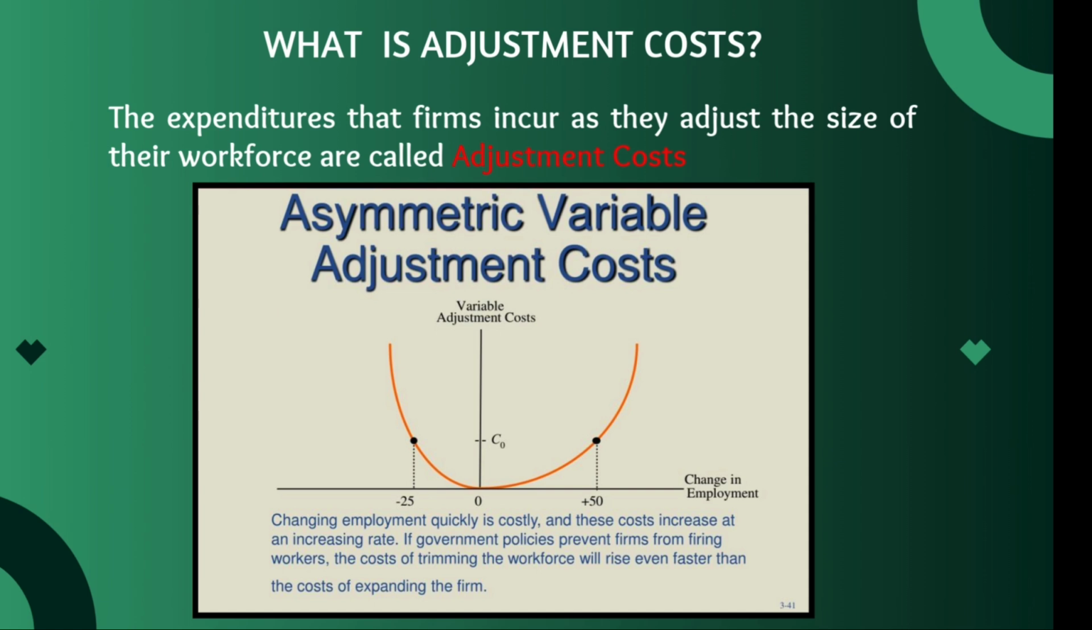So, what is adjustment cost? The expenditures that a firm incurs as it adjusts the size of its workforce are called the adjustment cost. As you can see in this figure, in a symmetric variable adjustment cost, changing employment quickly is costly, and this cost increases at an increasing rate. If government policy prevents the firm from firing workers, the cost of trimming the workforce will rise even faster than the cost of expanding the firm.